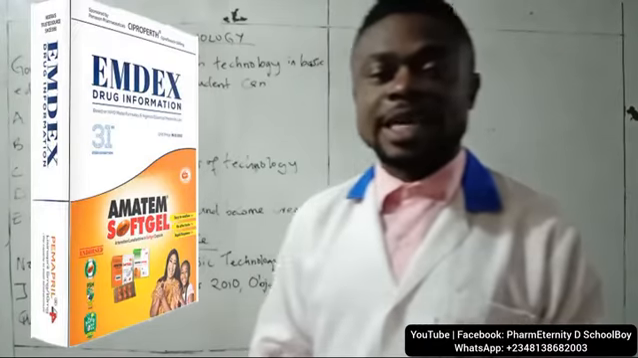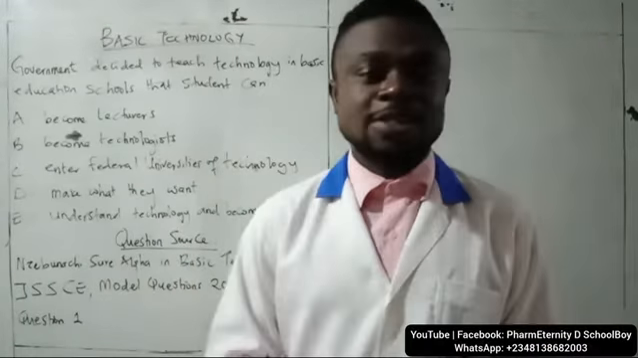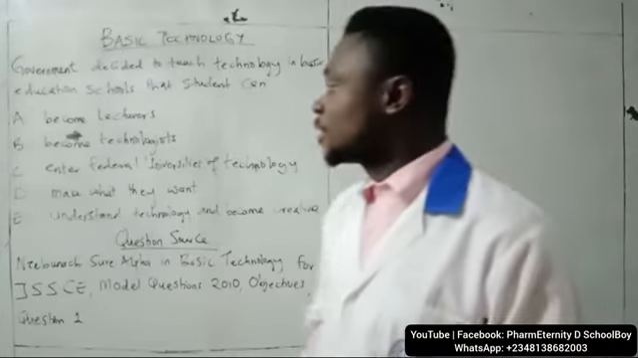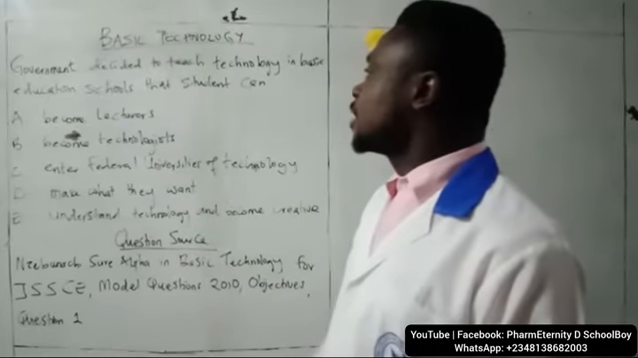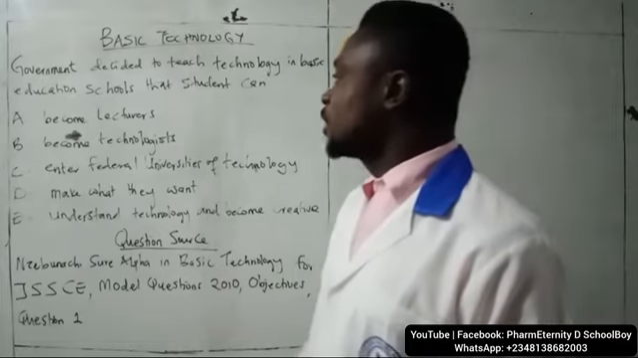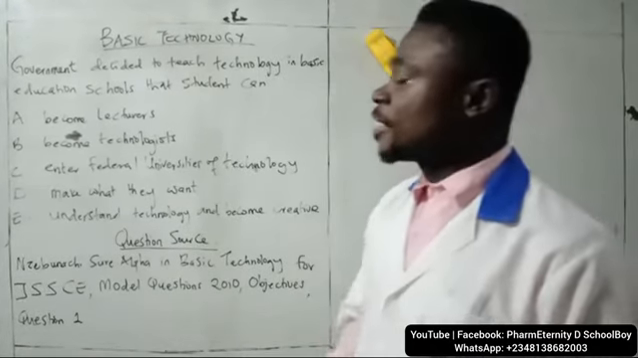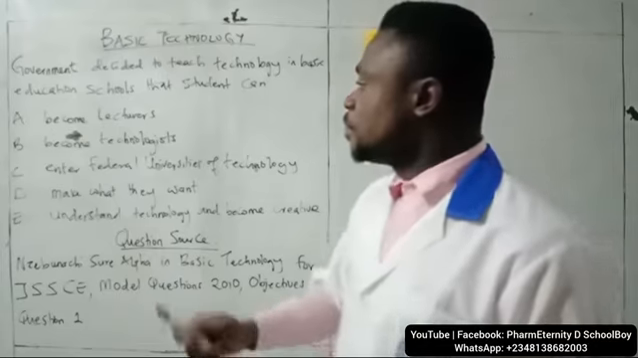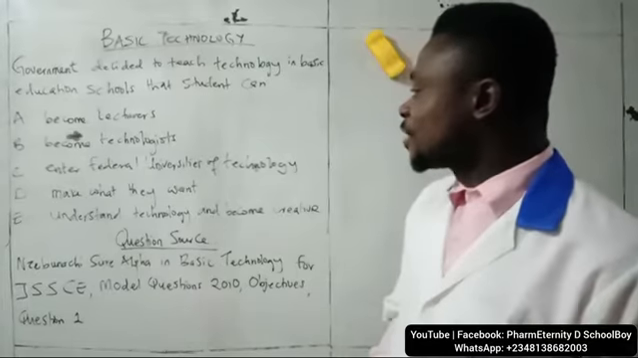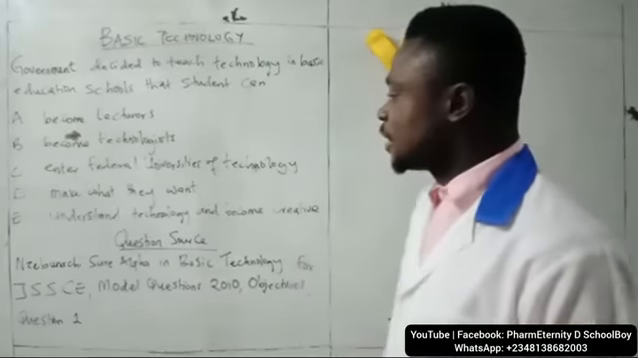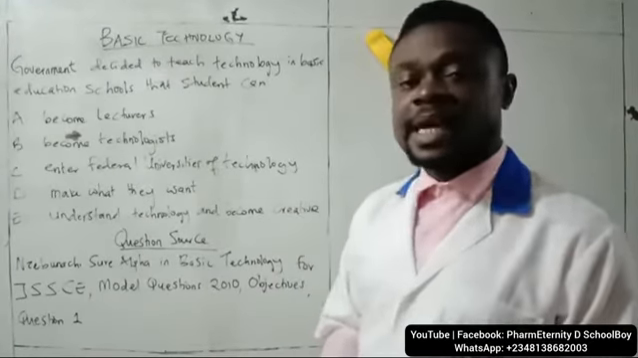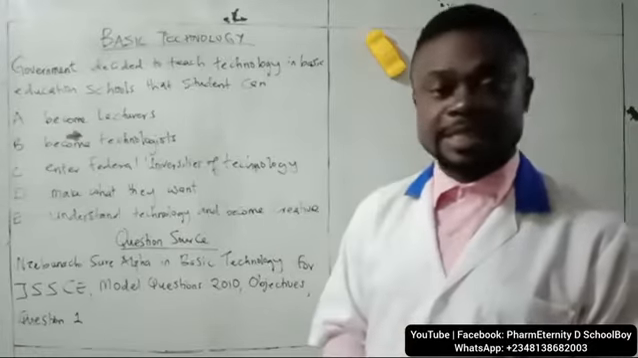Today we are going to take a look at basic technology. And we have a question on the board. The question says, government decided to teach technology in basic education schools so that students can: A. Become lecturers, B. Become technologists, C. Enter federal universities of technology, D. Make what they want, E. Understand technology and become creative.